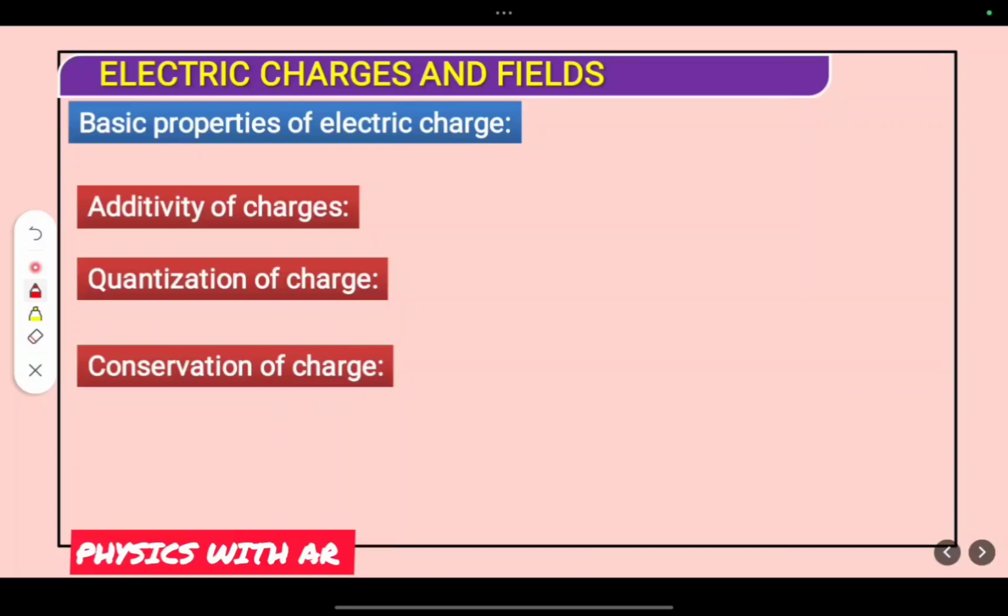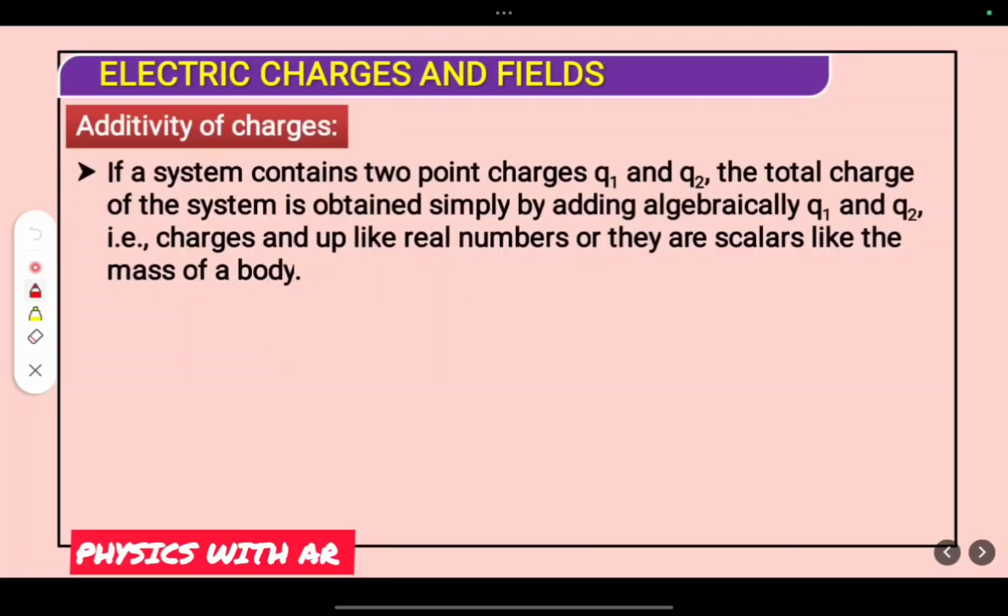In that, the first one which we are going to discuss is additivity of charges. If a system consists of two point charges q1 and q2, then the total charge on the system is obtained simply by adding q1 and q2 algebraically. In last classes, we discussed that charges can be either positive or negative. If charge is positive, we denote it by plus; if negative, by minus, in terms of proton and electron.